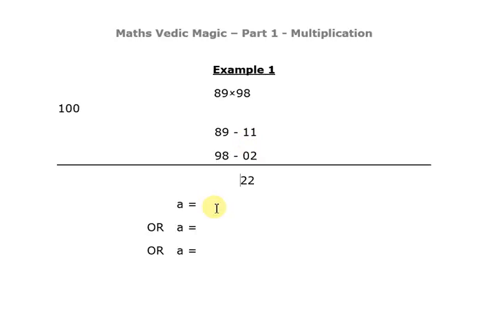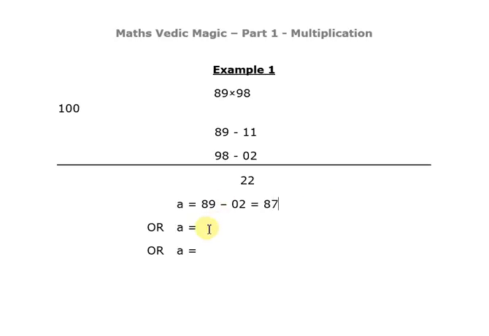For the left side portion we have three options. Option 1, top left minus bottom right. So in this case it is 89 minus 02, which gives us 87. So that's the answer pretty much.